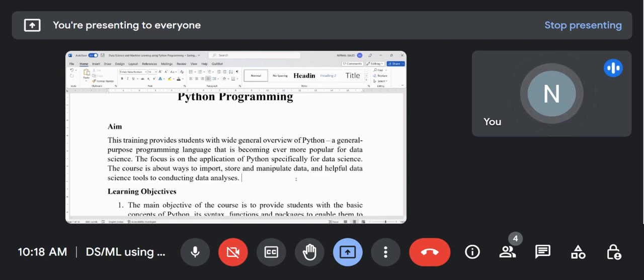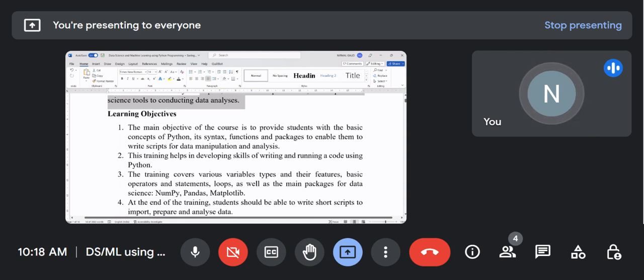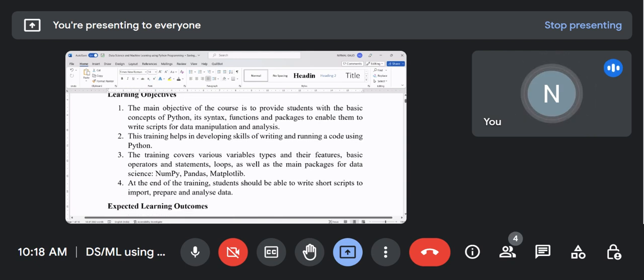Okay, and then these are the steps which we are going to follow during the implementation of the projects, as I did mention. That is importing, storage, manipulation, and analysis, and implementation for your prediction and classifications. Okay, what are the objectives of this training program? See, the main objective of this training or the course is to provide, I'm just making the things clear from my end.